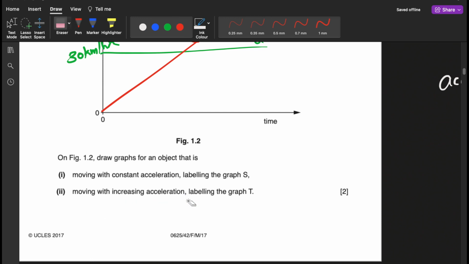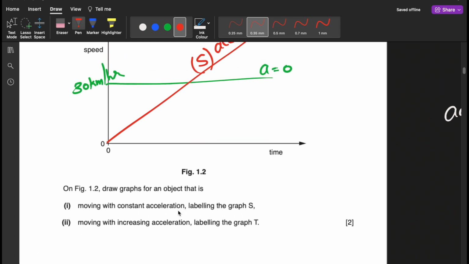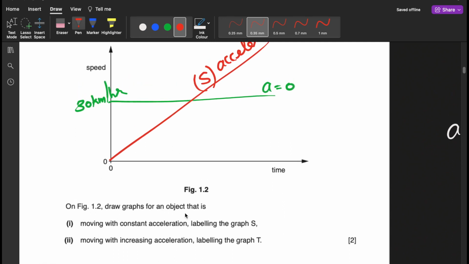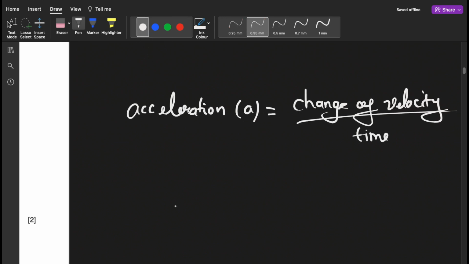Okay, now moving on to increasing acceleration. Increasing acceleration means it's not constant, it's increasing. Okay, what does acceleration mean?